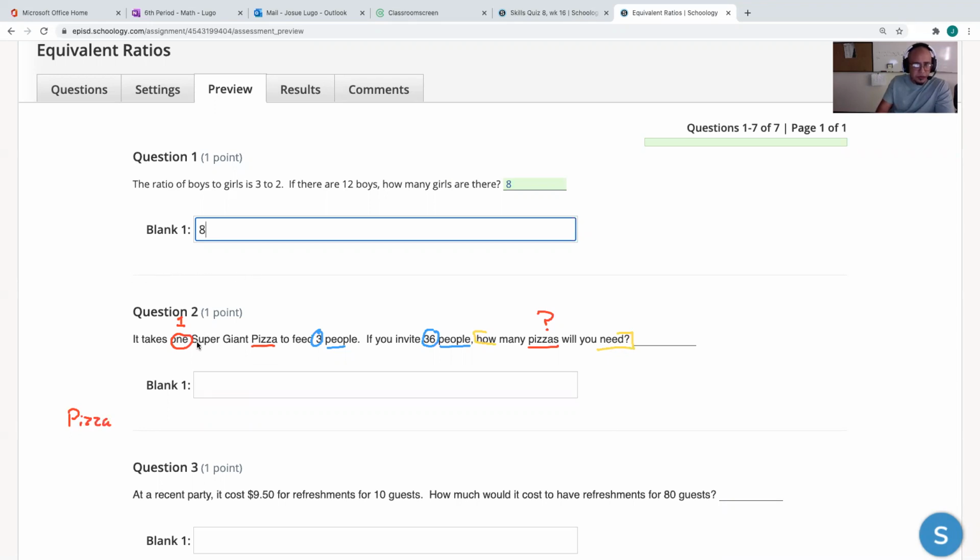And I'm going to write people in my denominator. And I'm going to keep the colors consistent to make it easier for you to see what I'm doing. Pizzas and people, those are the 2 things that I'm comparing. Step number 2, let me write the ratio that is given to me.